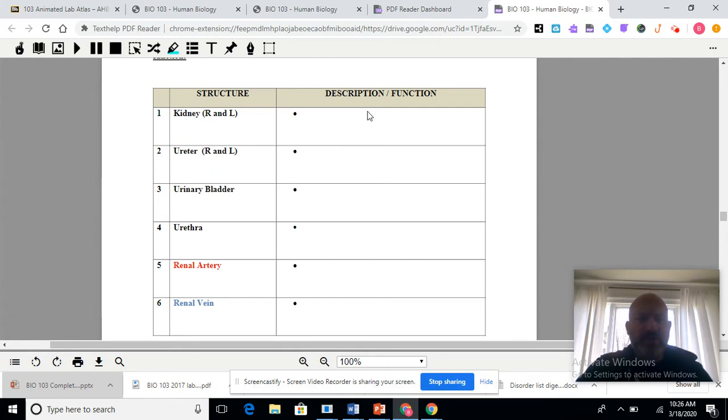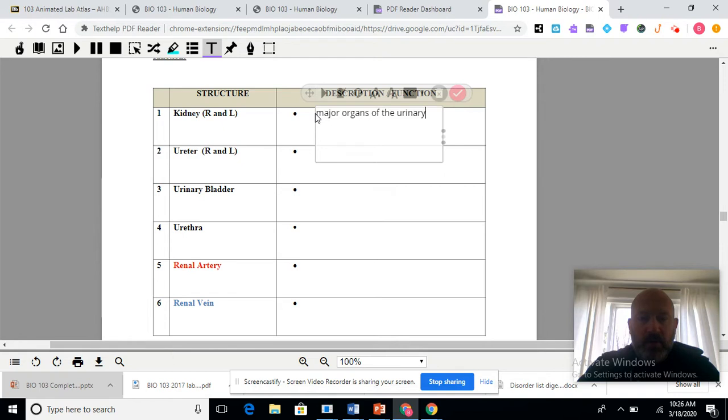What is the function of the kidney? Well, all right, that's kind of easy. The kidneys are the major organs of the urinary system. Sounds good.